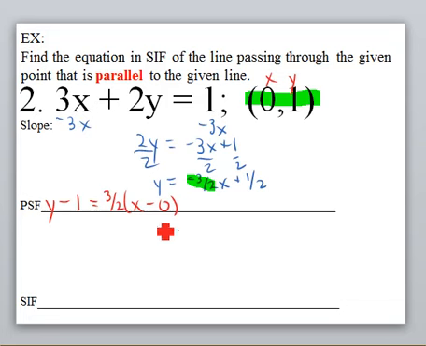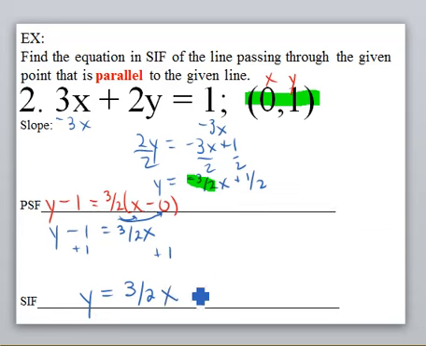This is point-slope form. In order to get it into slope-intercept form, we need to solve for y. So I'm going to distribute. That gives me negative 3/2 x minus 0. And then I'm going to add 1 to both sides. So I get y equals negative 3/2 x plus 1.